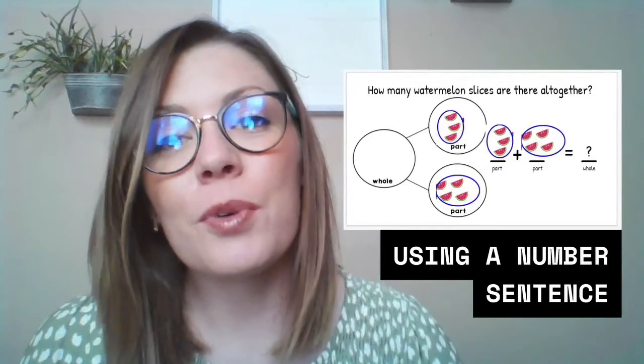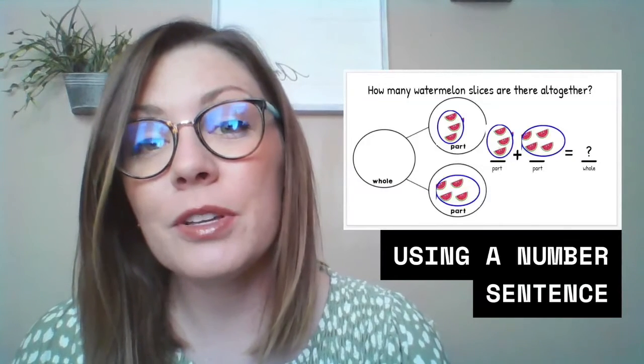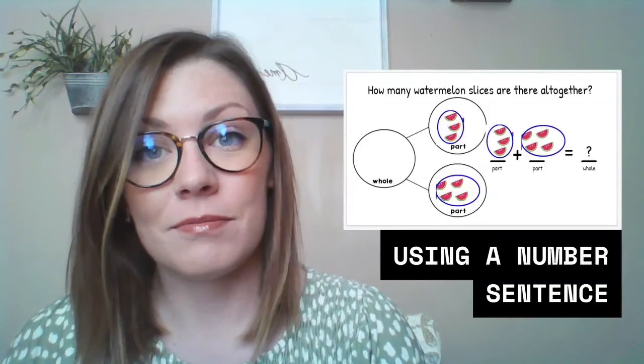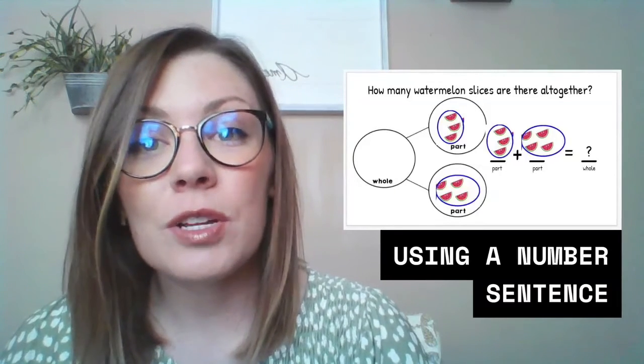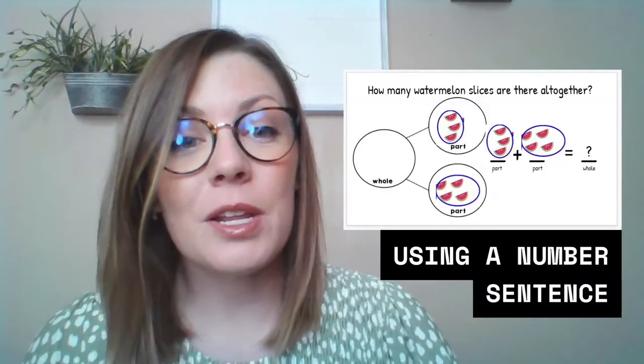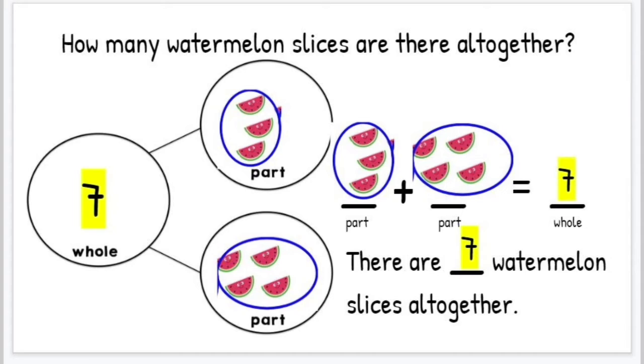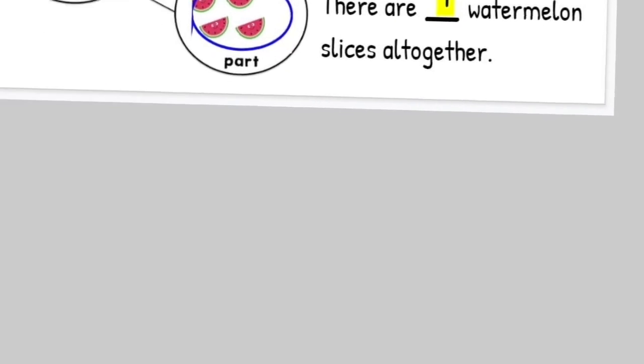You can solve this problem by using your pencil and piece of paper, or if you want, I would go ahead and pause and answer this question. Press play when you're ready. How many watermelon slices are there all together? Let's take a look. Did you get 7? If you have a hidden part of 3 and a hidden part of 4 and you add those together, you should have a total of 7 watermelon slices. There are 7 watermelon slices all together.